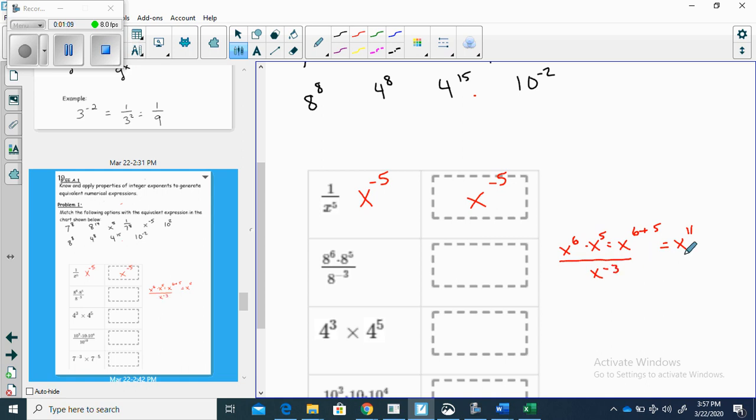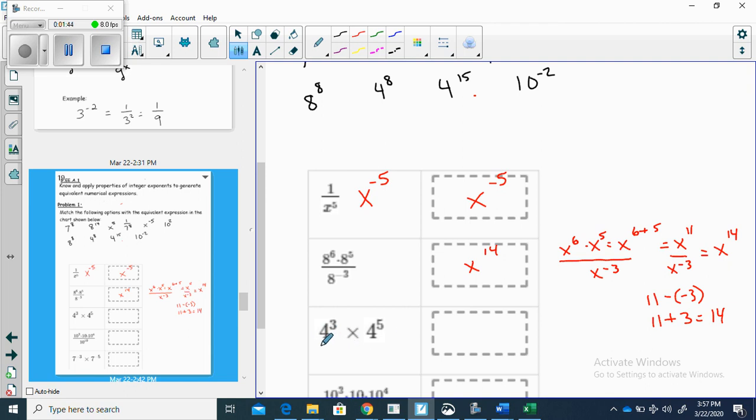Now let's take care of what we've got here on the bottom, x to the negative 3rd. If I've got that over x to the negative 3rd, when I'm dividing and I have the same base, I subtract the exponents. This would be 11 minus negative 3. Whenever you subtract a negative number, it's the same as adding a positive. Add the opposite. Add a positive 3. And that gives me 14. So what I have is x to the 14th power. The value for this one is x to the 14th power.